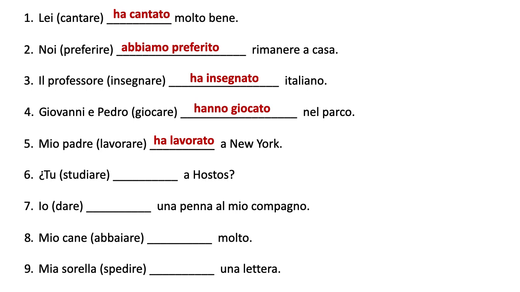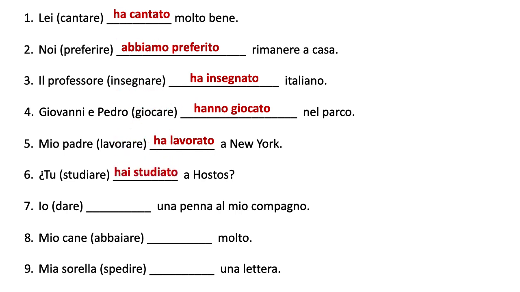Tu studiare Augustus. Tu studiare Augustus. We need the tu form of avere, right? So it's hai. And the past participle of studiare, which is studiato. Tu hai studiato Augustus? Did you study Augustus?